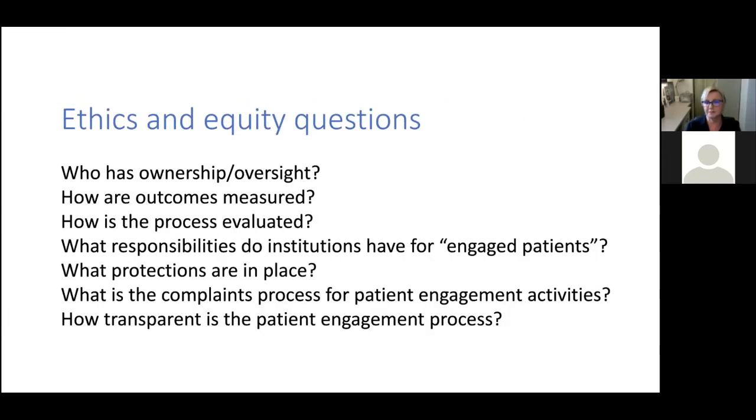Again, here are some potential ethics and equity questions, but of course there would be many more. And some of these overlap with other points I've made earlier. But who has the ownership and oversight? How are the outcomes of patient engagement measured? Is the process evaluated? Do institutions have responsibilities for engaged patients? Are there protections in place? Is there a complaints process for patient engagement activities? And how transparent is the patient engagement process?